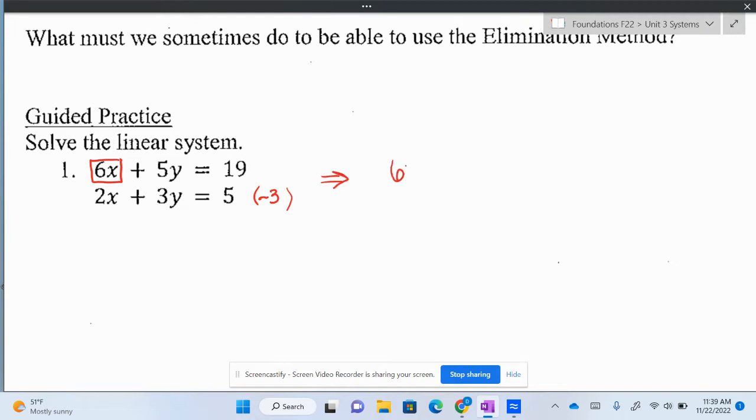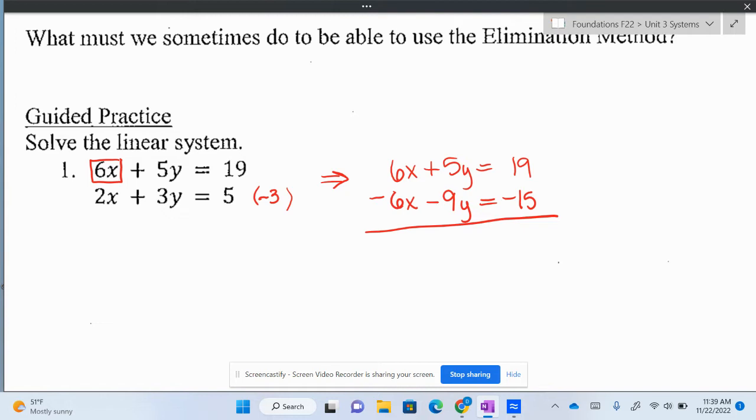I'm just going to rewrite it. 6x plus 5y equals 19. But for the second equation, I'm going to multiply everything by -3. So 2x times -3 is -6x. 3y times -3 is -9y. And 5 times -3 is -15. And now I'm going to do the same thing that we did yesterday.